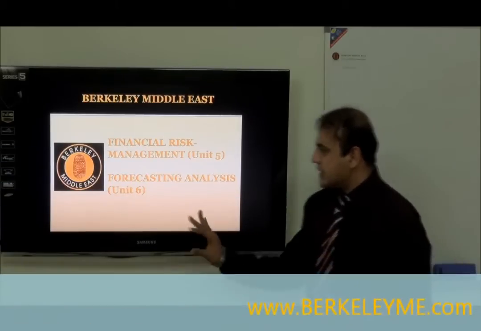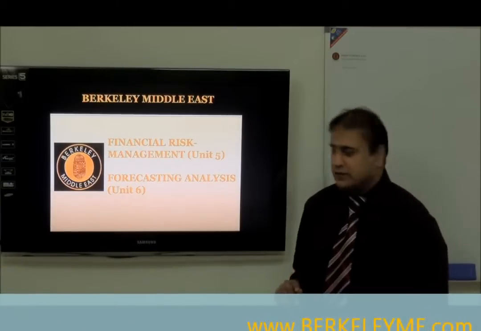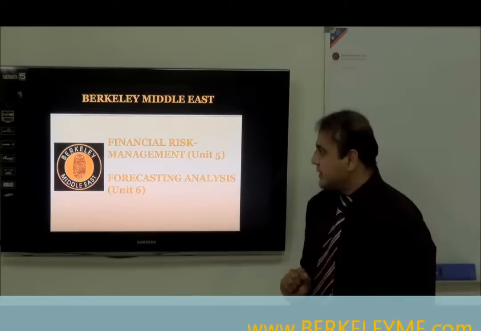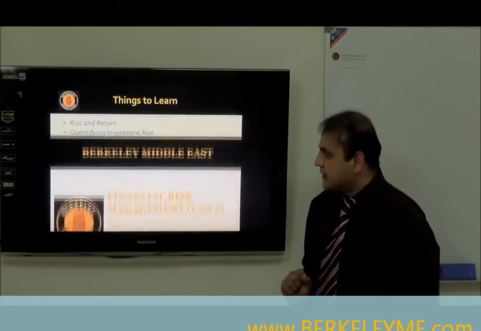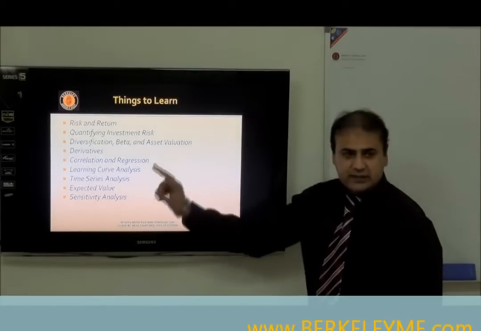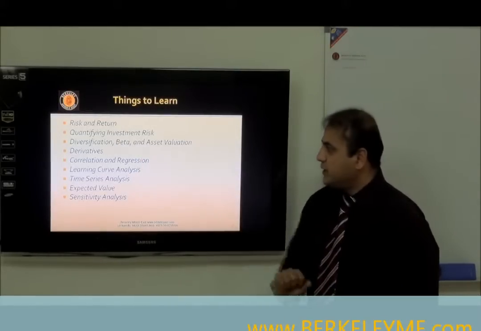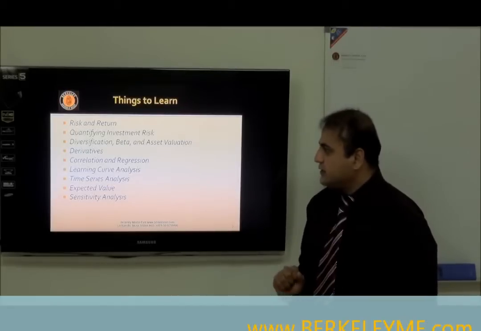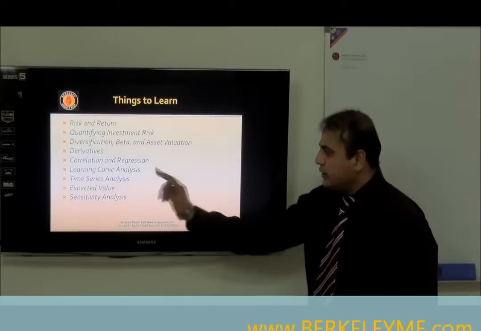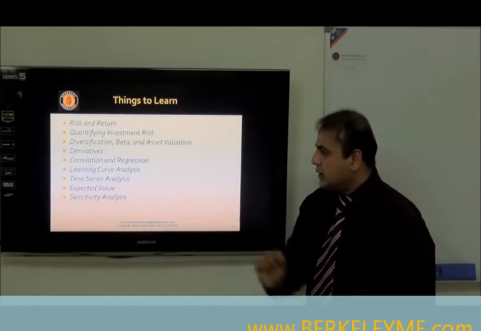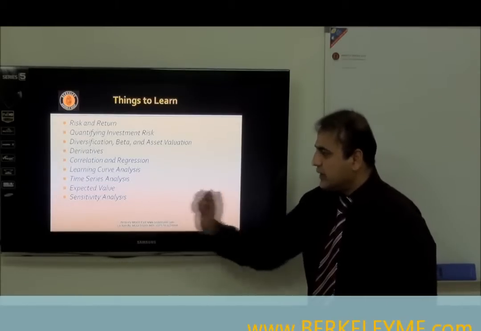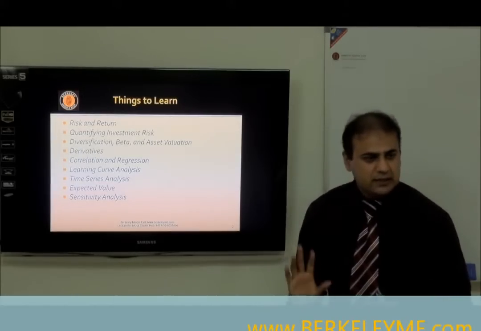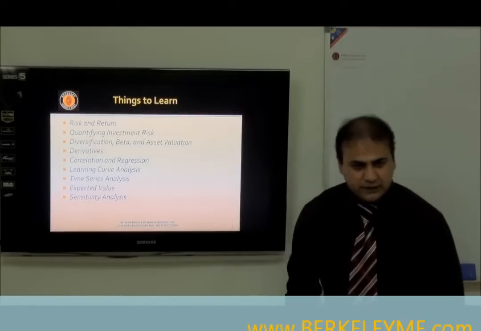Today we are going to discuss our unit 5 and 6. These are financial risk management, that is unit 5, and forecasting analysis is 6. Broadly we have to discuss these things: risk and return, quantifying investment risk, diversification, beta and asset valuation, derivatives, correlation and regression, learning curve analysis, time series analysis, expected value and sensitivity analysis. These are the broader topics of the day.